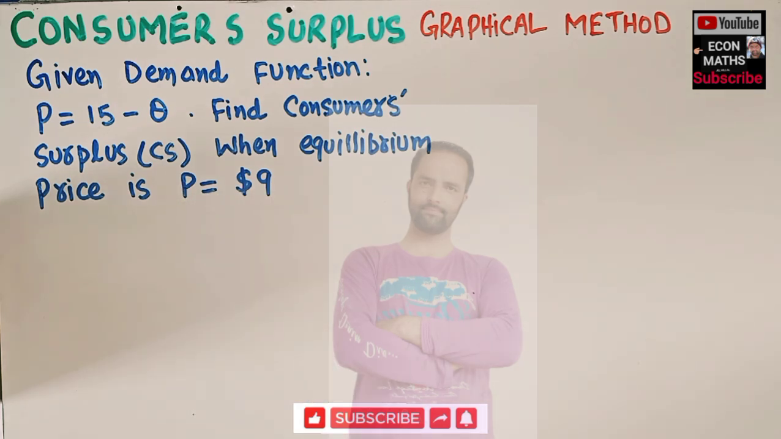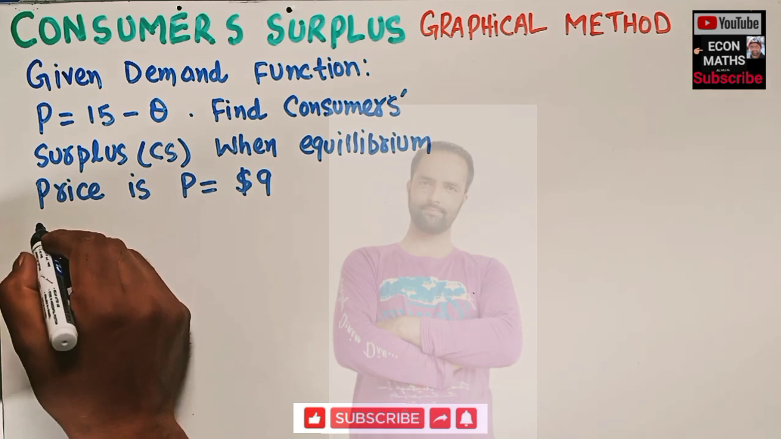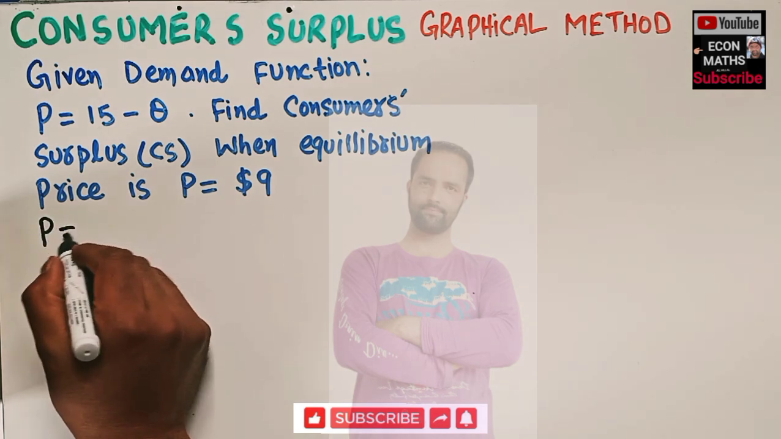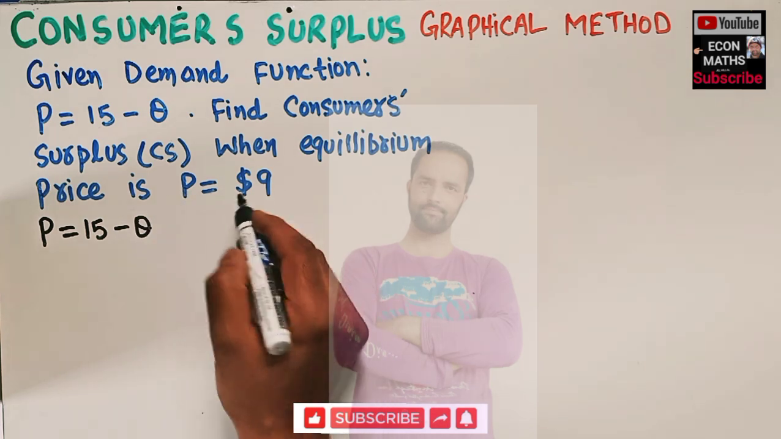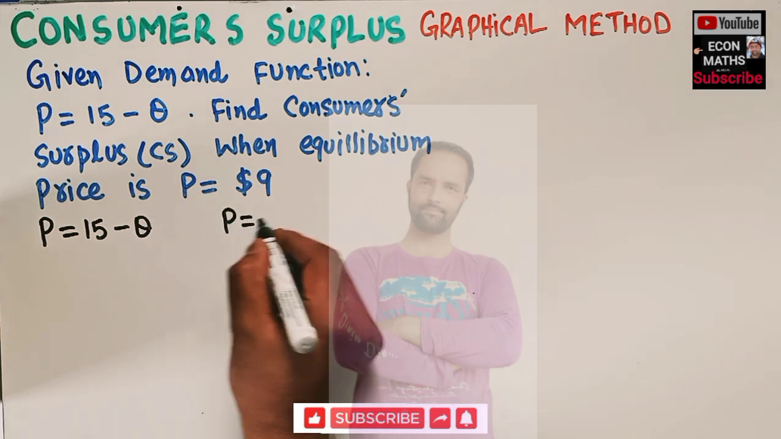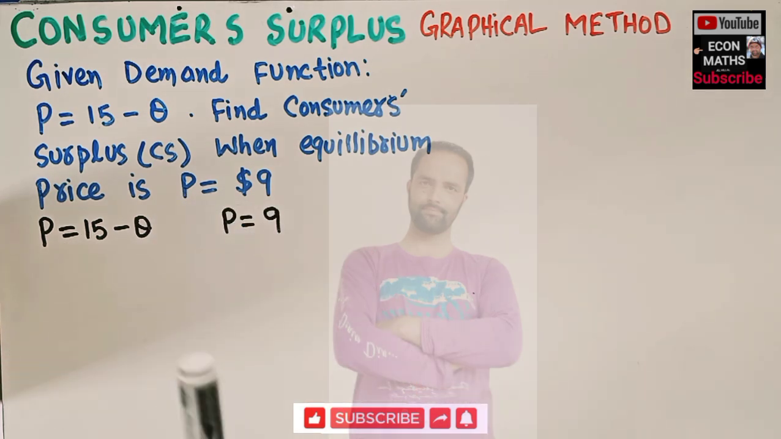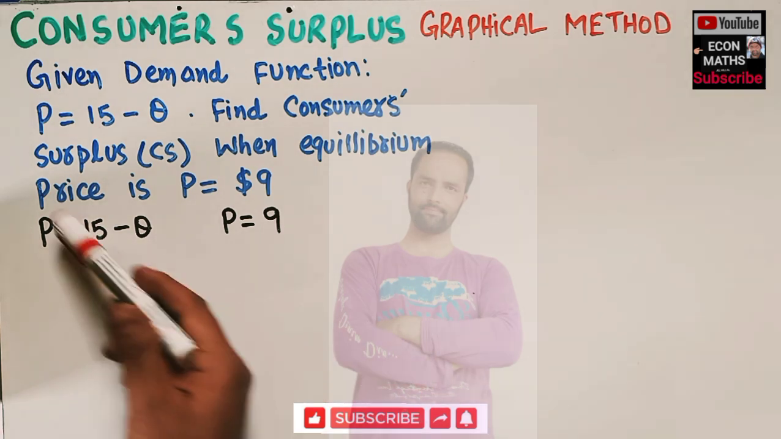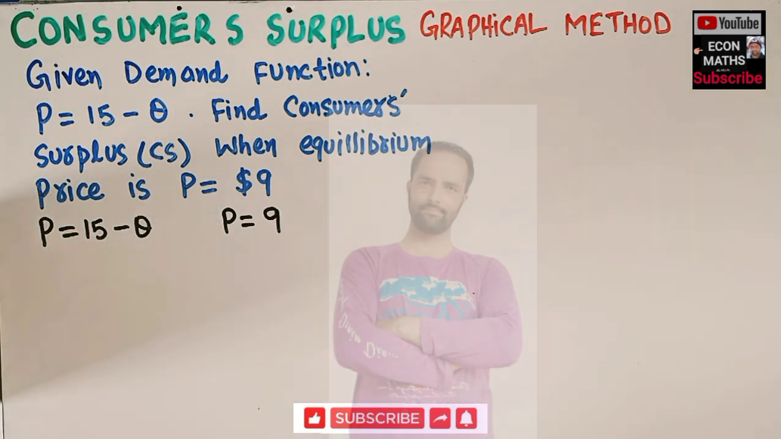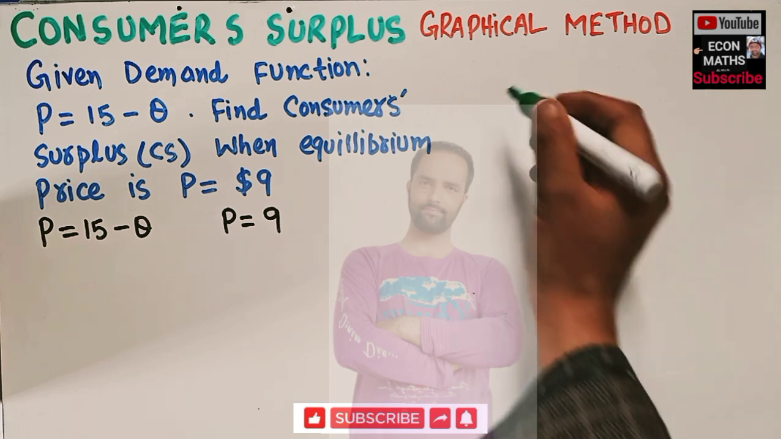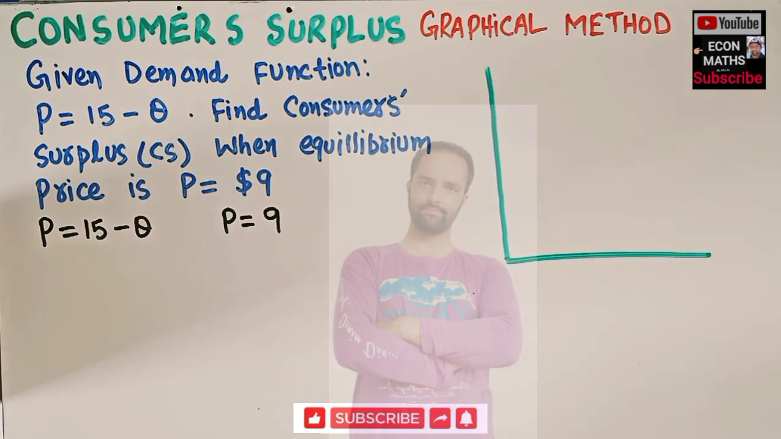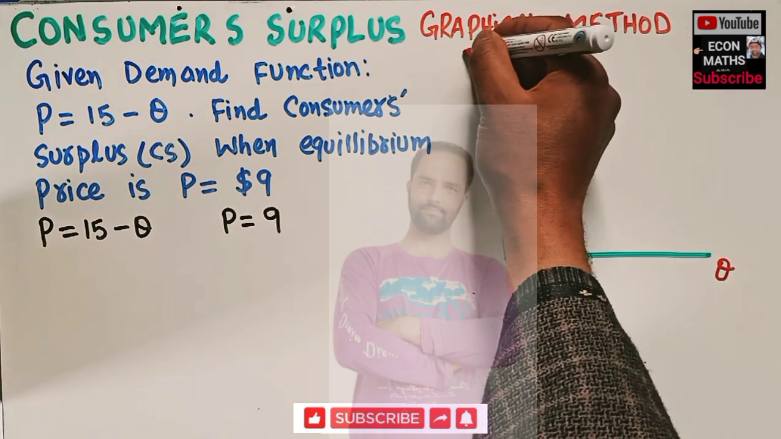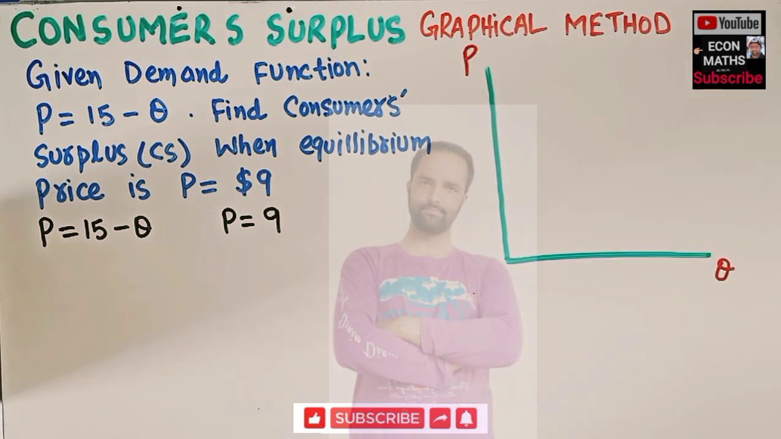Okay, what are we being given? We are being given the inverse demand function, that is P is equal to 15 minus Q, and the equilibrium price is given as P is equal to 9. The first thing is we draw the graph of this demand function. Let us draw a simple graph here, with quantity demanded on the horizontal axis and price on the vertical axis.